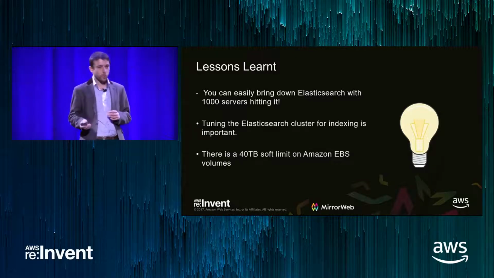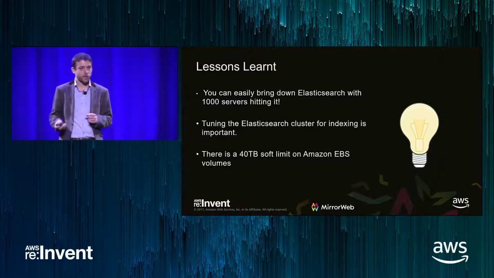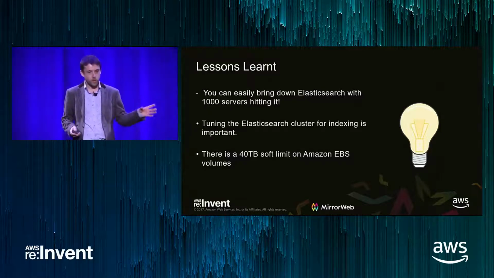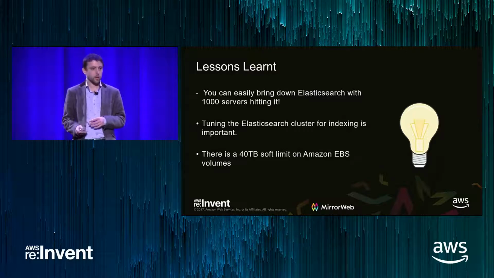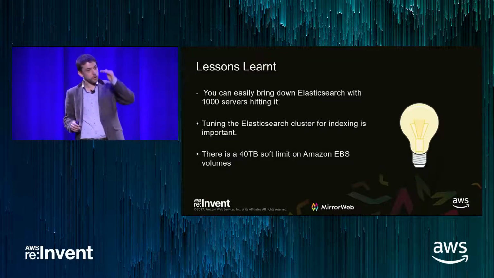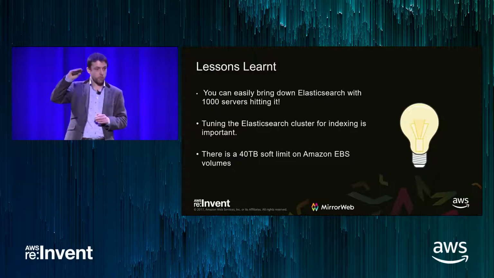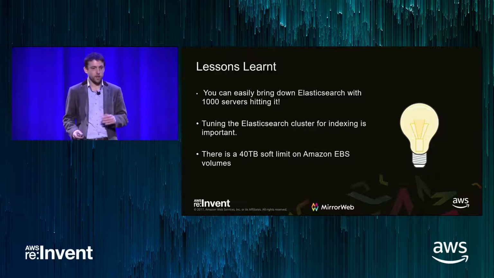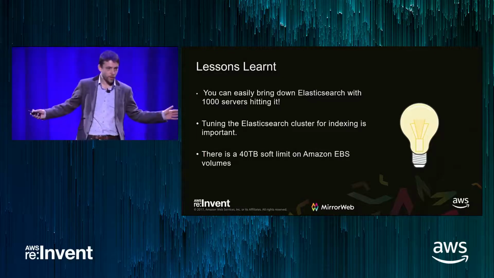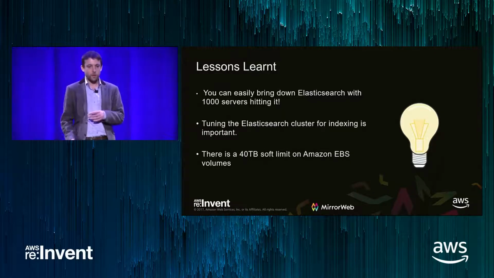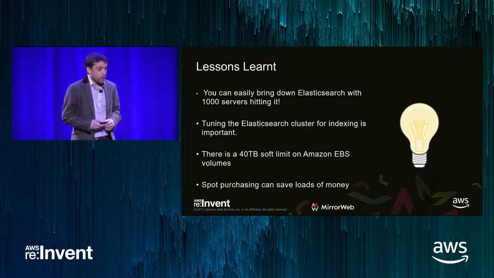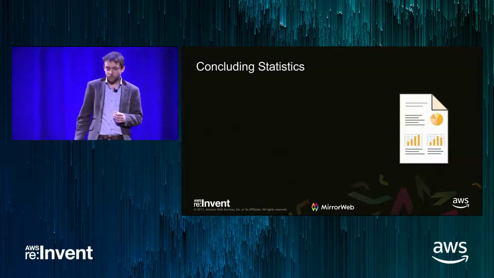And one interesting thing you might not have realized, there is a 40 terabyte limit on EBS volumes. And we were running quite large volumes on all of these nodes, and we couldn't work out why we were booting up all these spot purchases. They were showing us booting up and then immediately closing down again, and it turned out that we'd hit this limit. So if you're ever doing anything at that scale, make sure you get your Amazon limits increased. And then, yeah, spot purchasing can save loads of money.